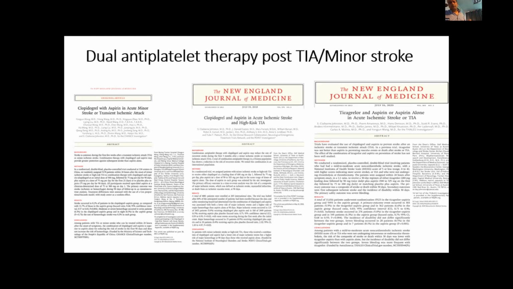The second trial was the POINT trial, which was done in Caucasian populations. It did show that aspirin and clopidogrel probably was useful in a minor stroke and in a TIA. The third trial was ticagrelor, which I don't think is available here. It's a newer P2Y12 inhibitor that doesn't have the same polymorphism problems that clopidogrel does, but actually that didn't really show fantastic results.